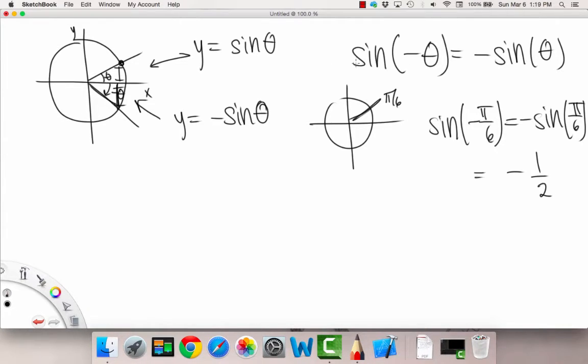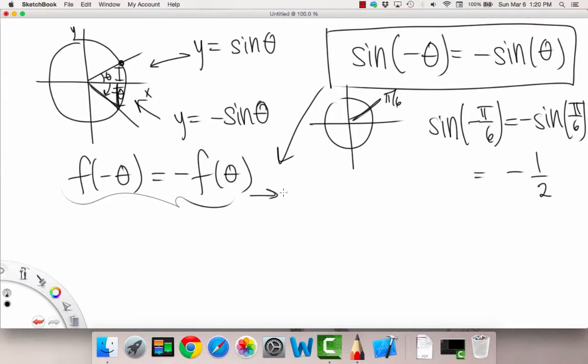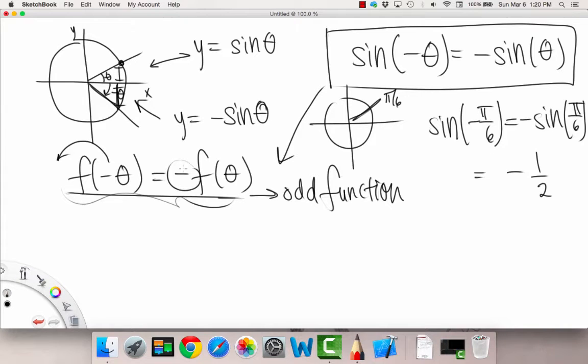And this relation up here that I'm boxing right now alludes to a function where you plug in the negative of something and it's just equal to the negative of the function when you plug in the normal value. This characterizes what's called an odd function. Odd functions just satisfy this equation here. So basically when you plug in the negative of something, you can pull that negative sign out in front, and that's what you see here.